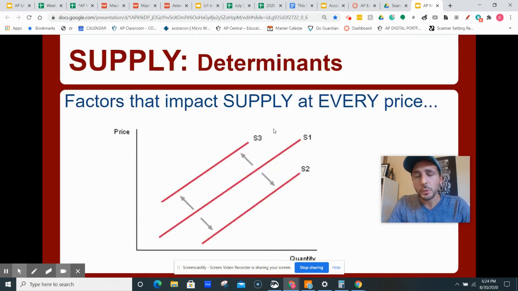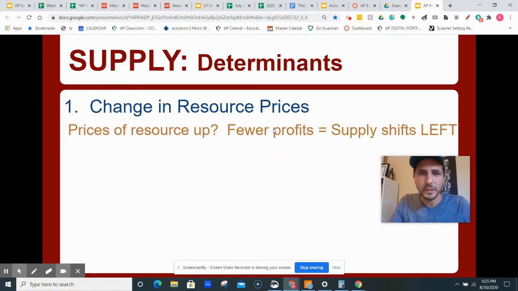Let's dig in. So remember, whenever we're talking about shifters or determinants, we're talking about something that shifts supply at every single price, meaning that even businesses that were only willing to supply a few at a very high price are going to be willing to supply even more at a higher price. In other words, it's moving the needle all the way across the board. The businesses that can produce very cheaply supply more, and the businesses that it only makes sense for them to supply when the price is really high, they'll supply more as well. In other words, there's something outside of price that is impacting how much they are willing to supply. Okay, I think it'll make more sense once I go through the different shifters.